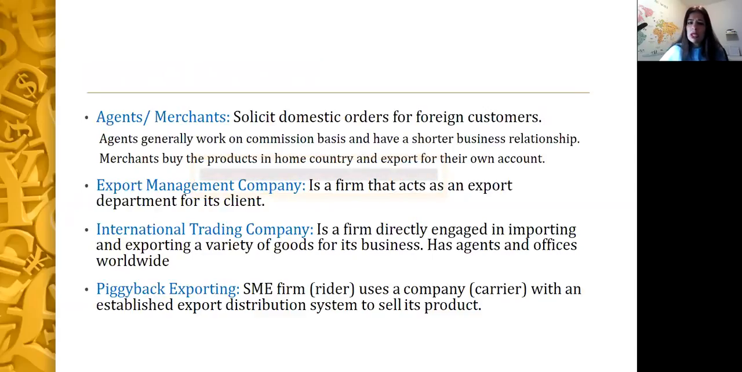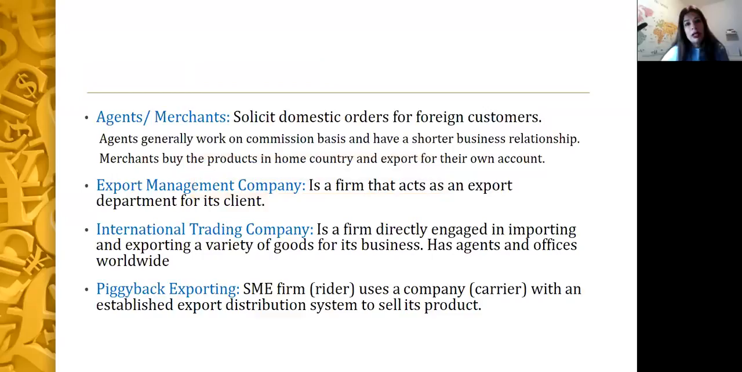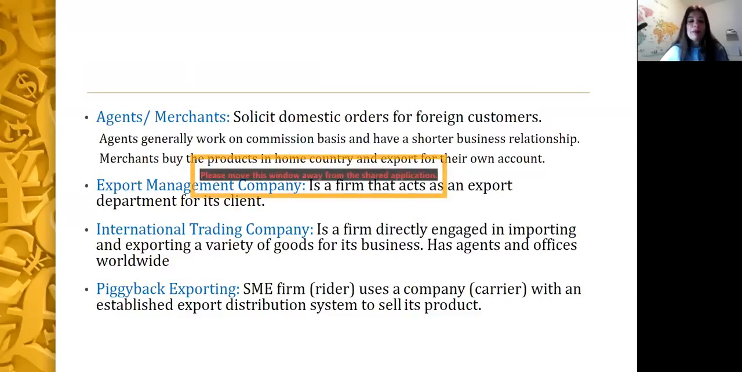You would like to use merchants if you want to enter into the foreign markets, and it's a long-term commitment that you are looking at. An export management company is a bigger company as compared to an export agent or a merchant. It is a firm that acts as an export department for the client. It will be advising the firm on how to do exports and the legal processes involved. It also tries to sort out the complexity involved in exporting goods into the foreign markets. And that is one option that the company might take.